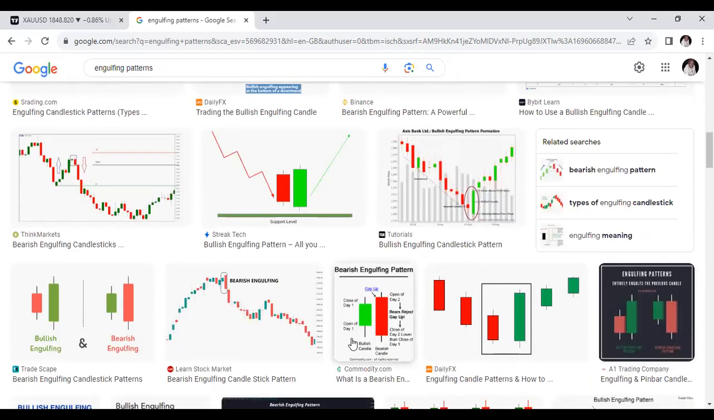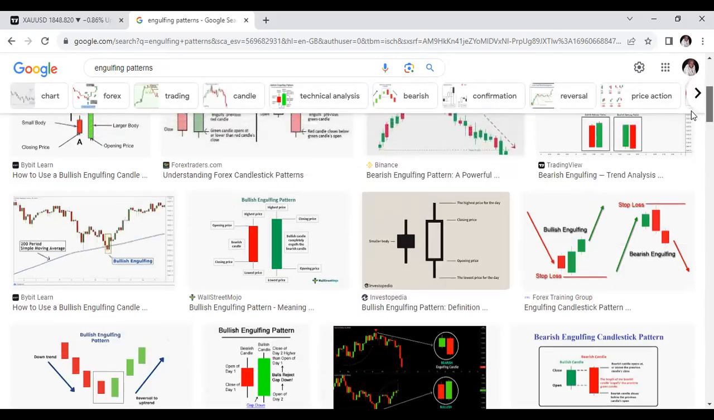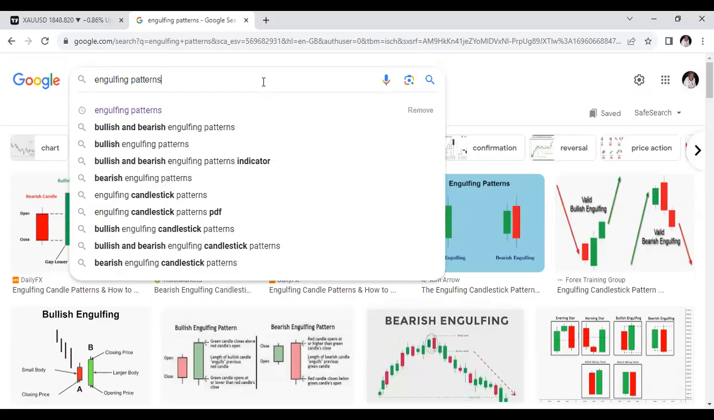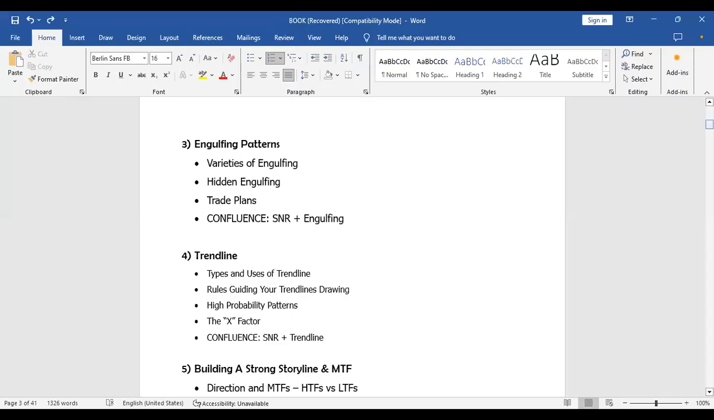But the basic knowledge is like this one. This is the basic thing. But we have different patterns. We have different variations of engulfing. If you want to study more, you can go to the Google website and search for the meaning of engulfing. All right. So I'll be going through the manual. Use the manual as a guide to explain engulfing for you.